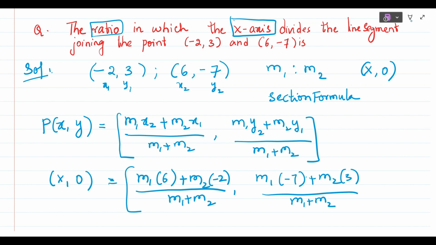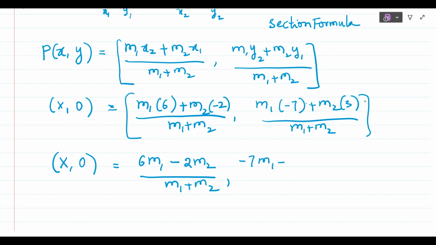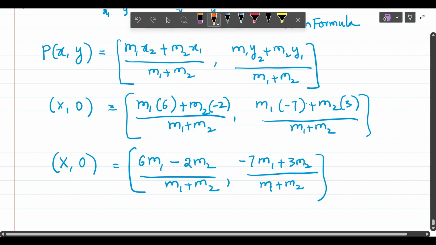So we have to apply the values and find the values of m1 and m2. Ratio we have to find. So how can we do that? Let us see. On the LHS, the coordinates are x comma 0. So this is 6m1 minus 2m2 by m1 plus m2. Next, this is minus 7m1 plus 3m2 whole divided by m1 plus m2. So just equate the x and y coordinates. If we equate the x coordinates, x is an unknown variable, and m1, m2 are unknown variables.